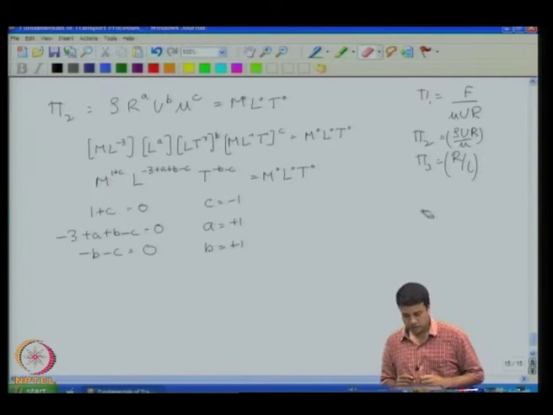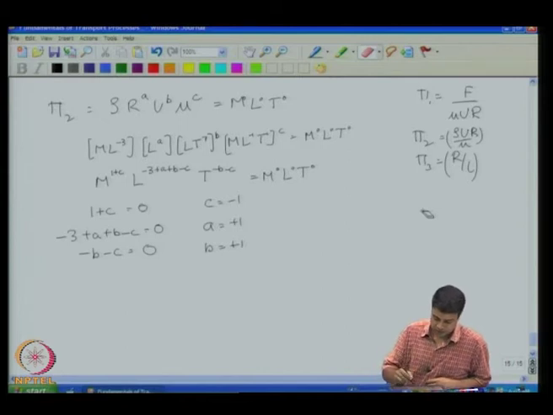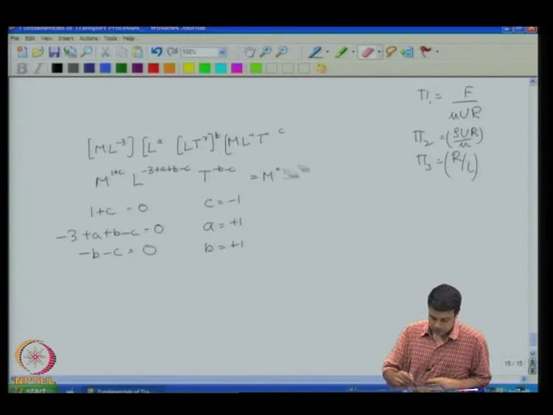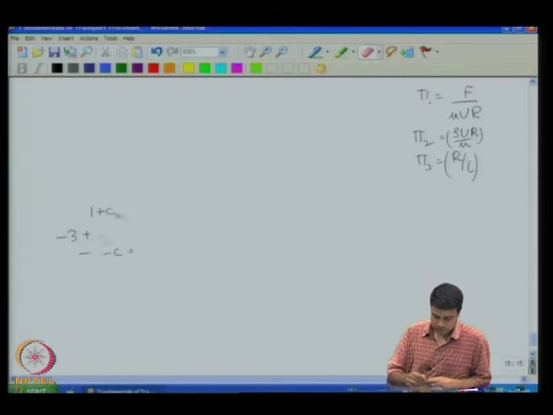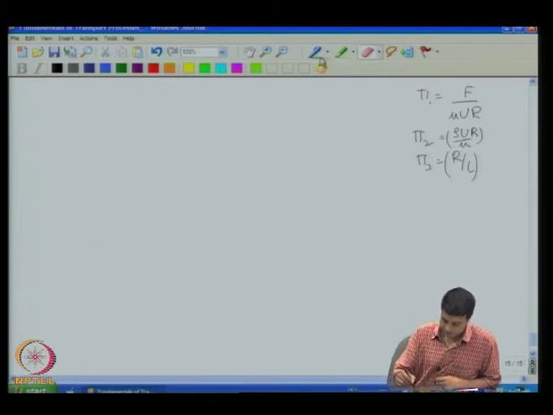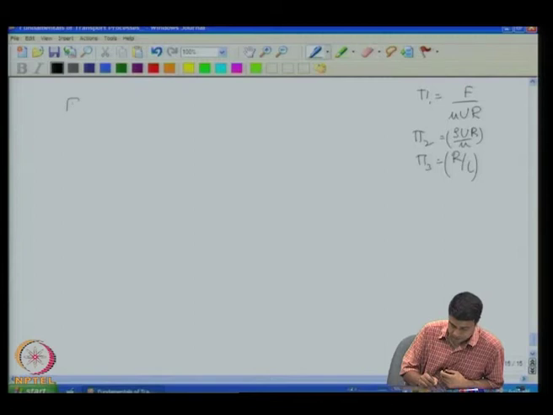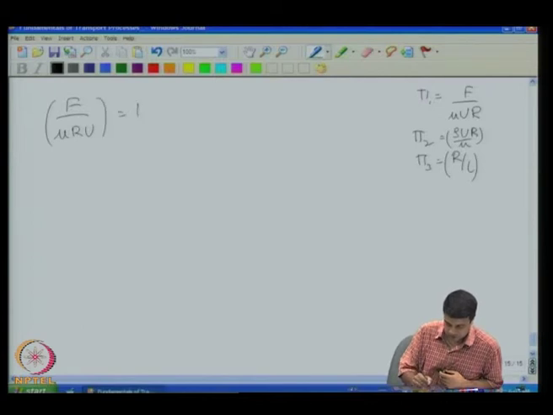This will be familiar to most of you. Rho u r by mu is the Reynolds number, ratio of inertia and viscosity. So, rather than writing the force in terms of all of those other dimensional variables, I could very well write a relation of the form F by mu r u, which is pi 1, is equal to some function of rho u r by mu and r by L.